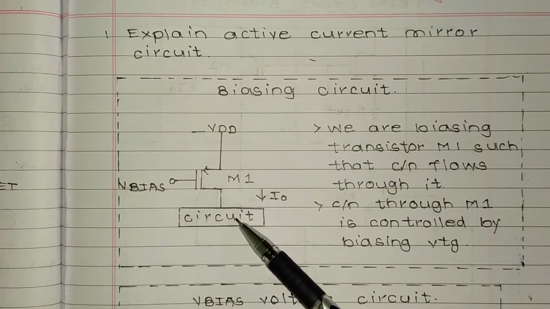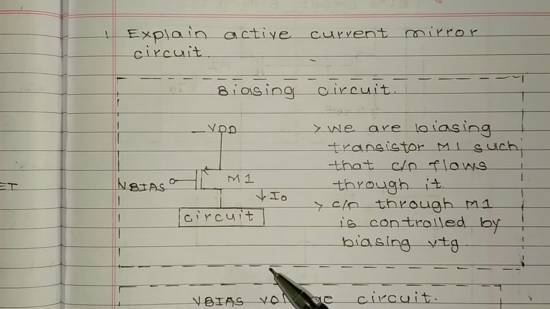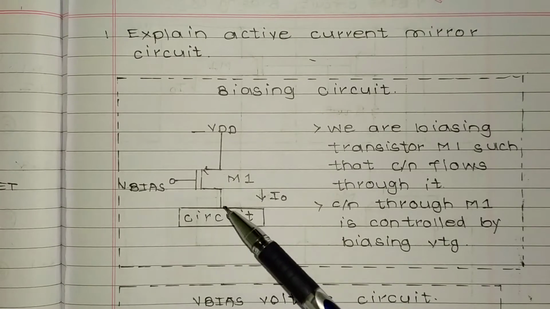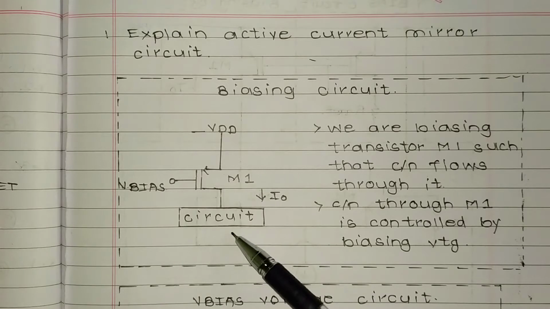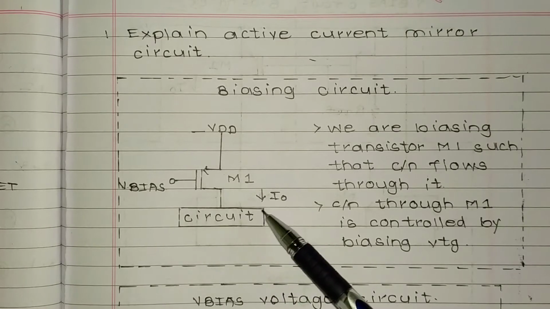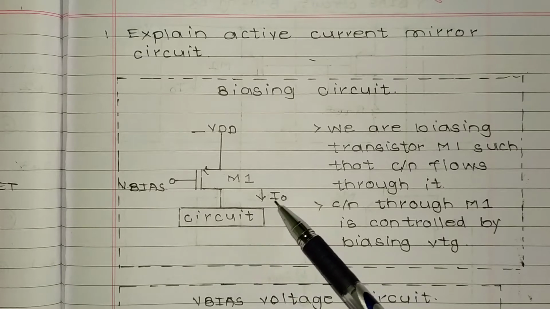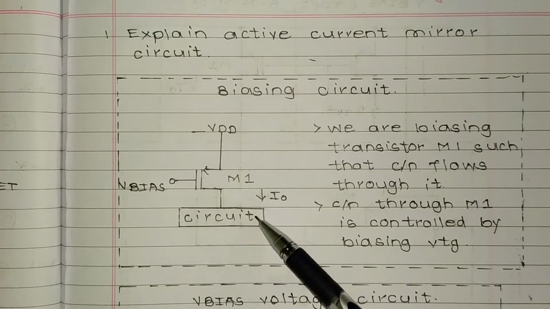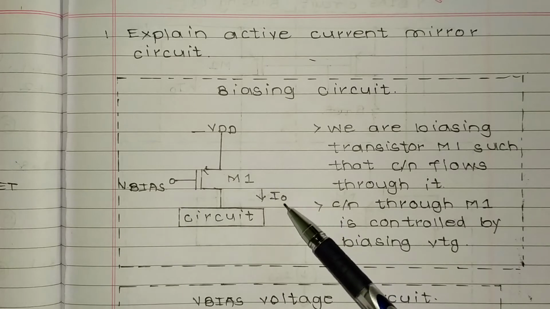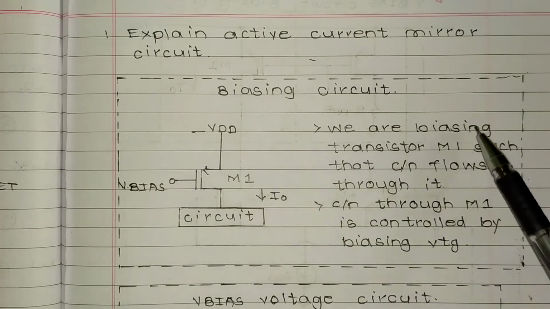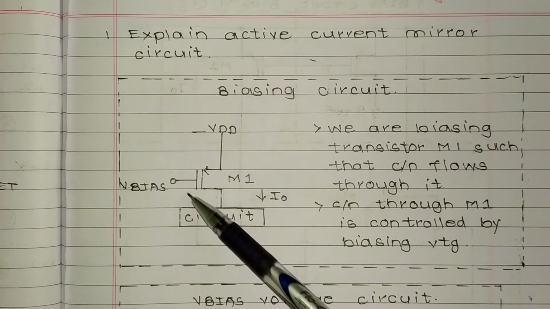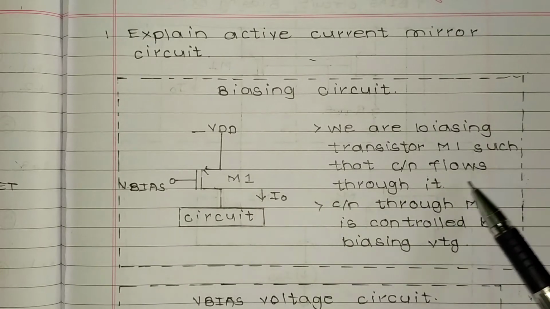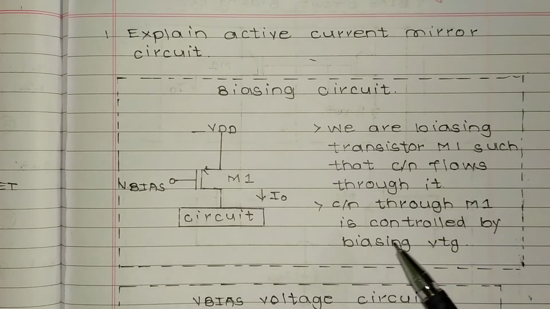The figure shows the biasing circuit. It is basically a PMOS transistor called M1, and this is a circuit to which it is providing biasing current I0. We are biasing transistor M1 such that current flows through it.